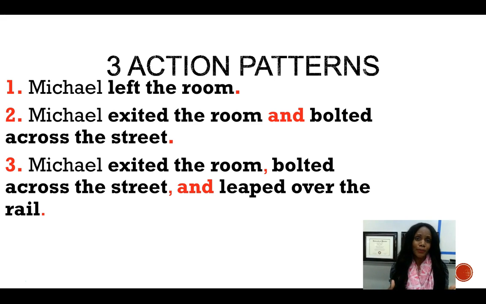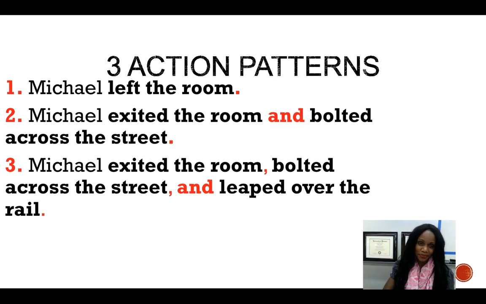Now, just for the sake of comprehension, I'm going to keep the content of the sentences the same. Michael, being the subject once again, exited the room, notice the comma in red, bolted across the street, and leaped over the rail. So in this case, we have 3 action patterns: a 3 action pattern, a 2 action pattern, and a 1 action sentence. Again, we want to think about sentence variety. We want some long sentences, some short sentences, and some medium length sentences. As you develop your style of writing, you're going to find ways to mix this up for yourself.